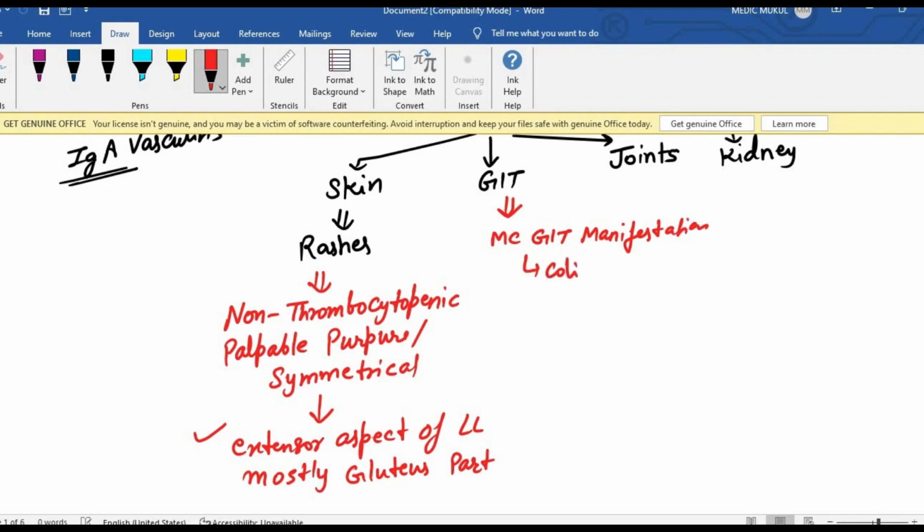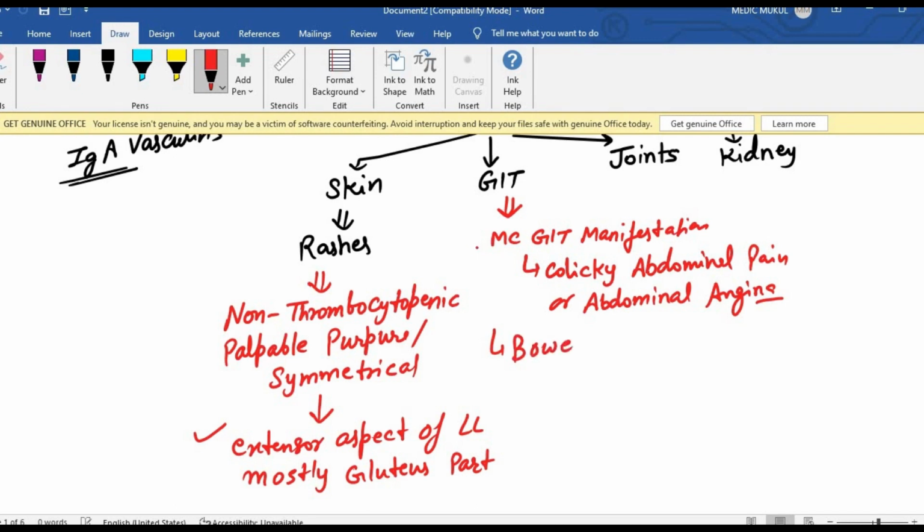Colicky abdominal pain. When there is a GIT problem, the IgA will deposit in the GIT and cause bowel ischemia. There is an oxygen supply problem, and that will cause colicky abdominal pain. Or we can call it abdominal angina, or bowel angina. I just told you, bowel ischemia.